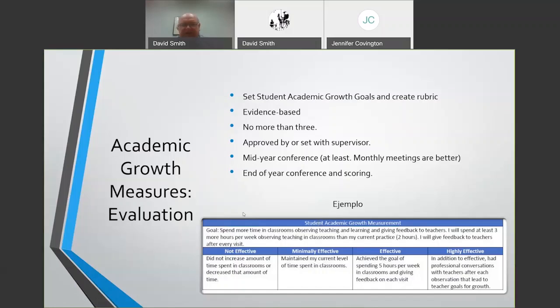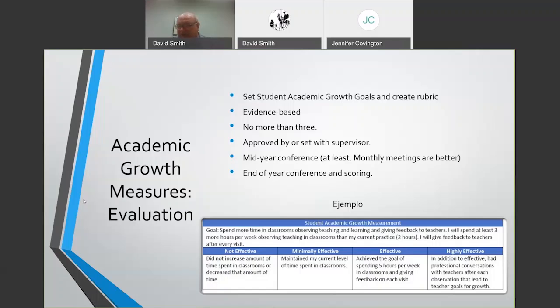A principal might say, well, I don't think I'm spending enough time in classrooms observing teachers and giving feedback to teachers. So my goal is that I want to spend at least 3 more hours per week observing teaching in classrooms than I do in my current practice. My current practice is 2 hours. And I'm going to give feedback to teachers after every visit.